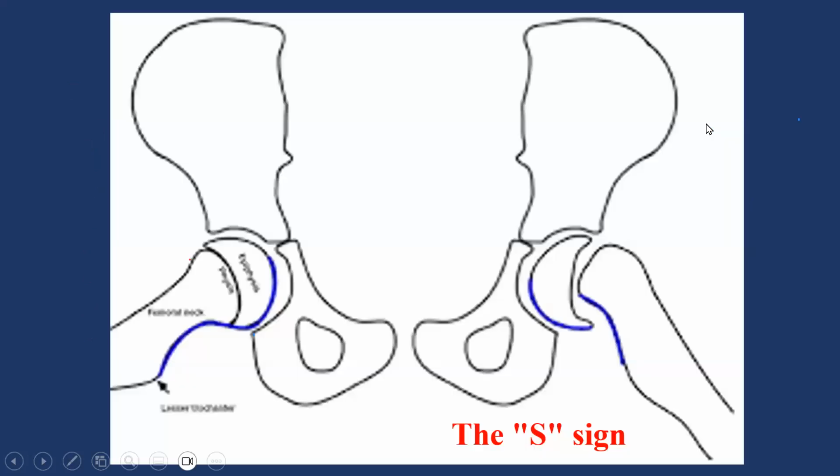I told you that already. Now let me tell you what the S sign is. If you are doing frog leg views and you draw the line along the neck, it will be continuous with that of the epiphysis. If you have a slip, it becomes broken. And this is the S sign. Please don't forget this.